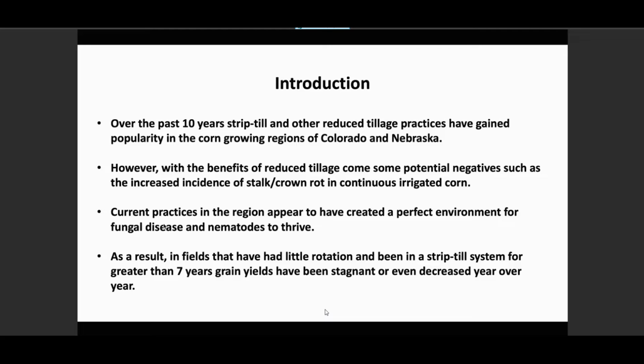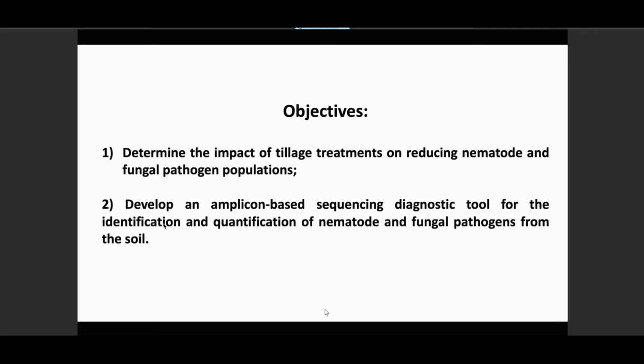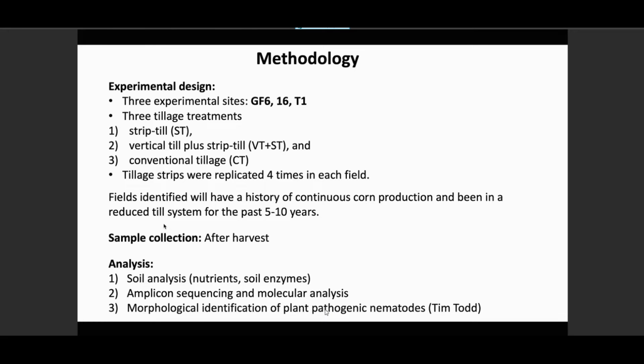To the best of our knowledge, there has been no work towards the development of a robust diagnostic tool which relies on next generation sequencing technology and which can be used in the field by the growers. So our objective for our project was to determine the impact of tillage treatments on nematode and fungal pathogen populations and to develop a next generation amplicon-based sequencing diagnostic tool for the identification and quantification of nematodes and fungal pathogens from the soil.